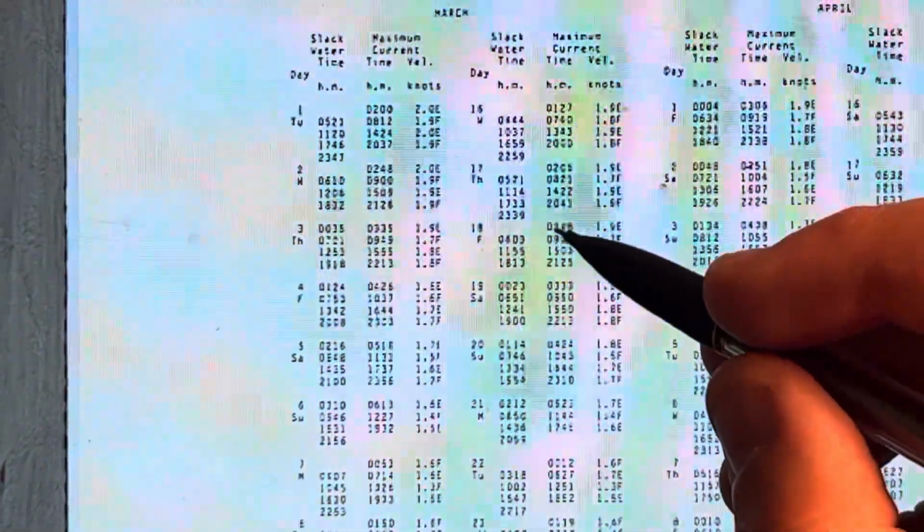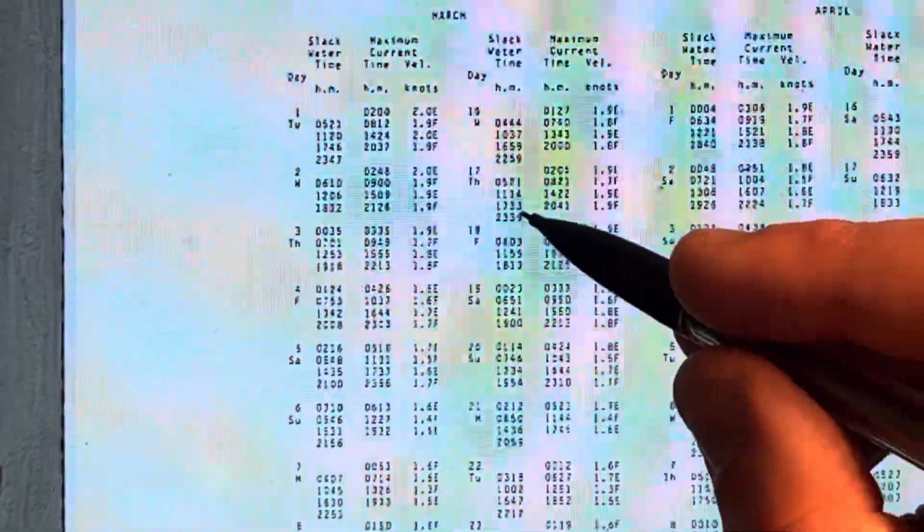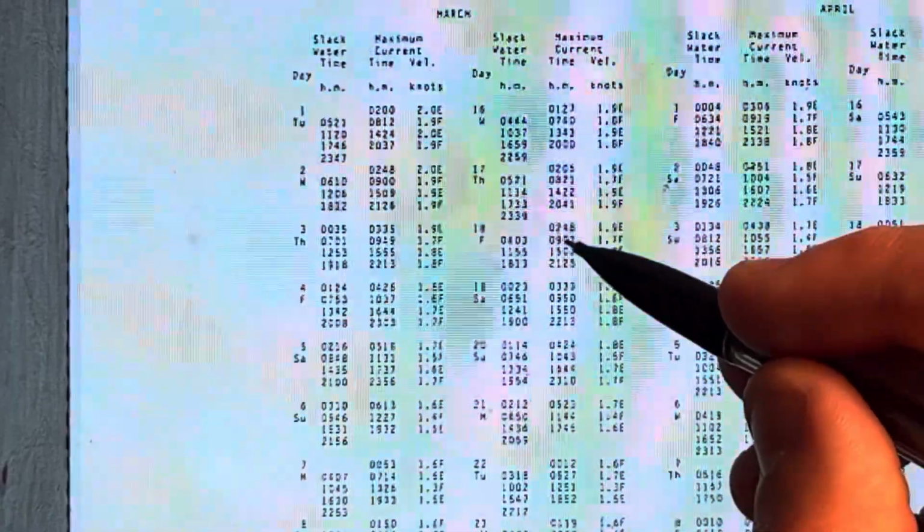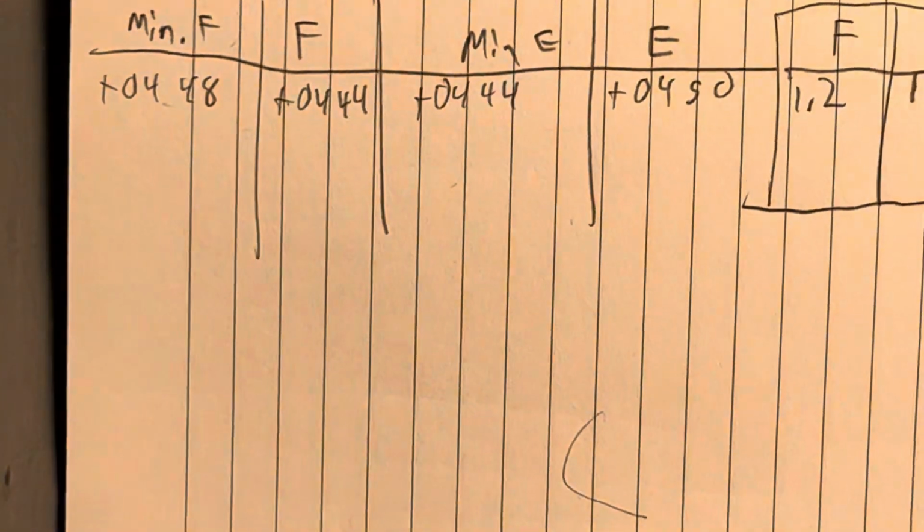So we're going to take just the 4 around it. So starting from this one to here, to here, to here. So 23:39 was a slack water. First, we got to set up a little table for it all, though.